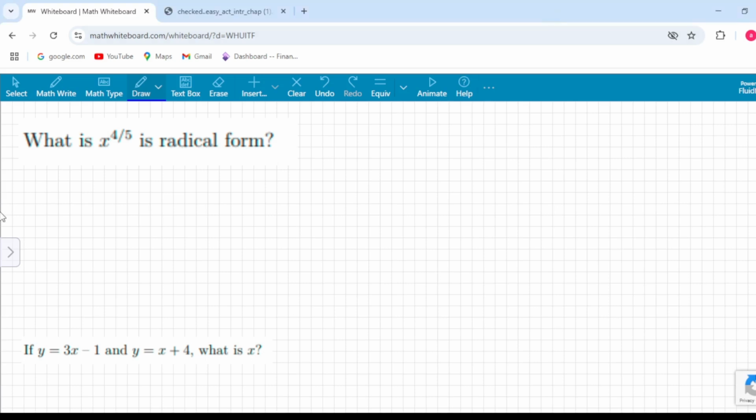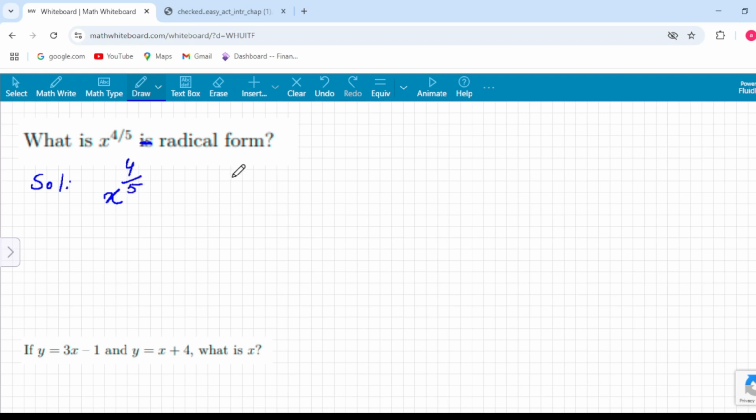So the question is, what is x power 4 by 5 in radical form? So we have to write the radical form of x power 4 by 5. For this, I will write here solution: x power 4 by 5 in the radical form.